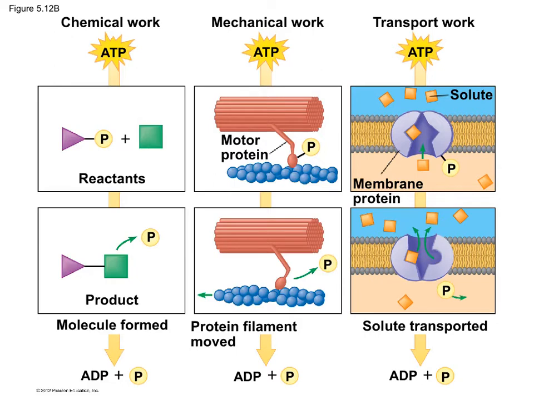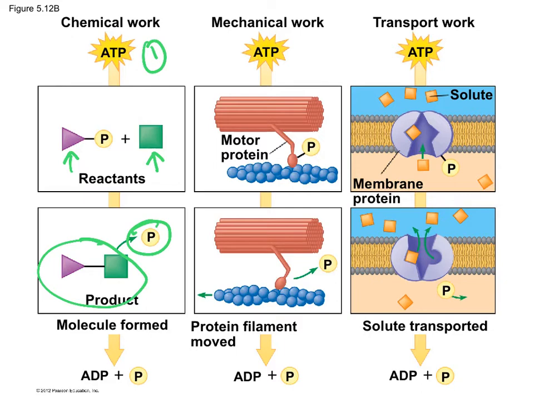If we think about the types of work that have to occur inside of a cell, there's chemical work, and that's going to drive chemical reactions inside of the cell. So if you have 2 reactants and you'd like to put those 2 reactants together, a phosphate group pops off, and then you get this new molecule that's formed. Mechanical work is the work that causes movement inside of a cell. When your muscles contract, the individual proteins inside of a muscle interact with one another to cause that movement. ATP is required for work there.